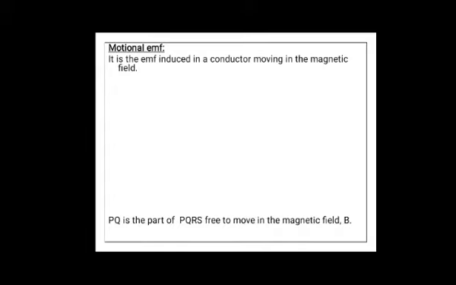Now let us move to the next one, a very interesting one, that is motional EMF. It is the EMF induced in a conductor moving in a magnetic field. Very simple meaning, motional EMF. After moving the conductor, EMF must be induced. That EMF is called motional EMF.